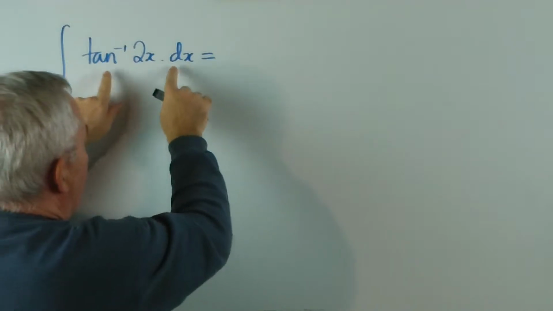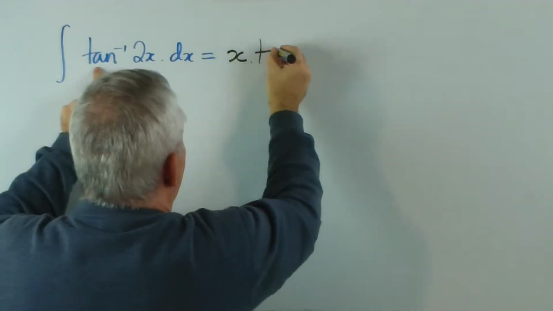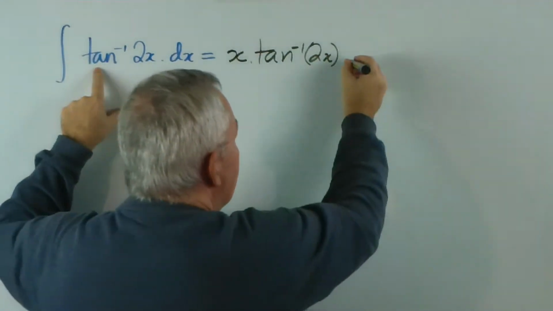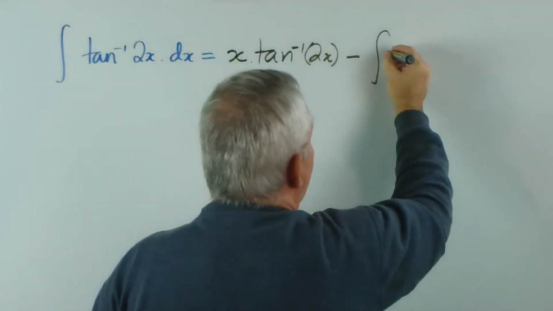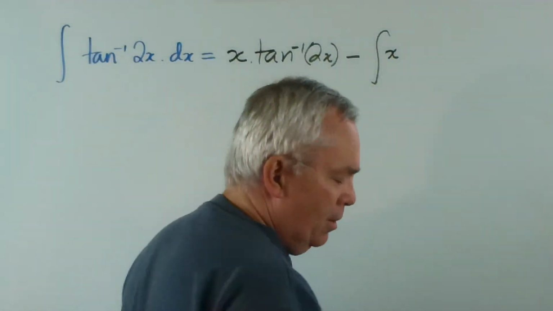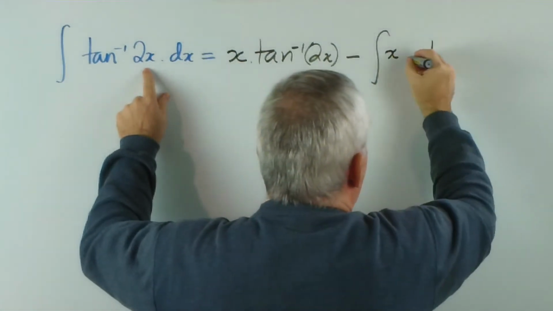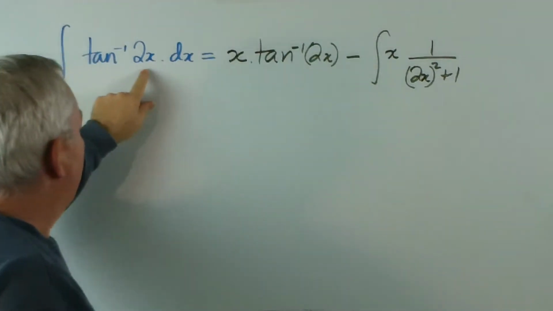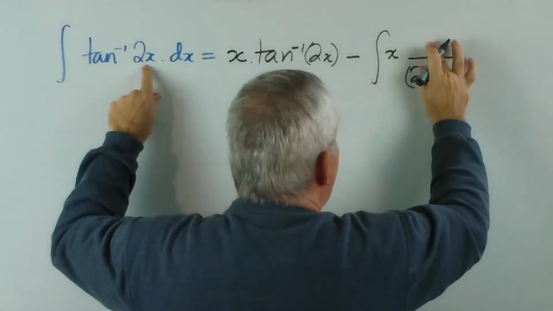Integrating by parts, if this is u dv, will give us the product of the two functions, x times the inverse tangent, minus the integral, and then here the two functions swap, so the x will come out the front, and we now take the derivative of the inverse tangent. Well, the derivative of inverse tan of x is 1 on x squared plus 1, but here we have a 2x, so it's going to be 1 on (2x) all squared plus 1, multiplied by the derivative of the function inside, because we have a chain rule. Derivative of 2x is 2.